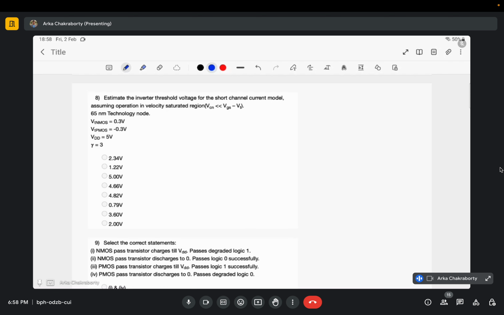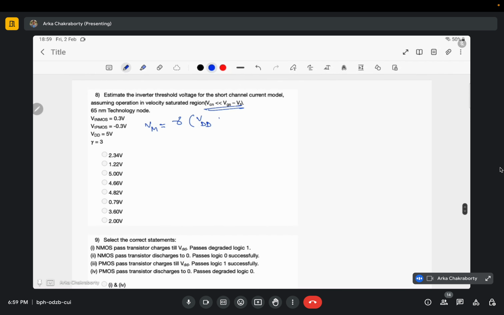Estimate the inverter threshold voltage for the short channel current model assuming operation in the velocity saturated region. But the condition given is VDSAT is much less than VGS minus VT for the 65 nanometer technology node. For velocity saturated MOSFETs satisfying this condition, the inverter trip point equation narrows down to gamma VDD, if I remember correctly, VDD plus VTP plus VTN divided by 1 plus gamma.